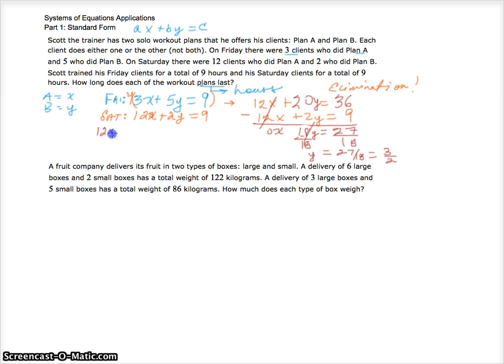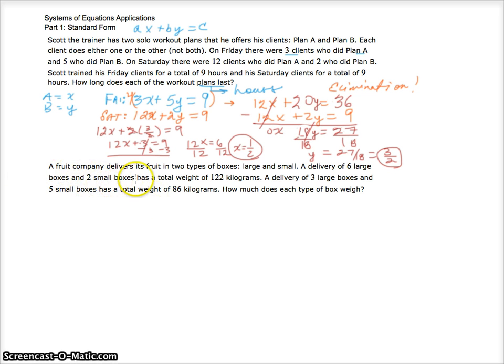So I have 12x plus 2 times 3 over 2 equals 9. When these multiply, they cancel, leaving you 12x plus 3 equals 9, so we subtract 3 from both sides. So 12x equals 6, divide by 12 on both sides, and you get x equals 1/2. So x is 1/2, y is 3/2. Let's look at the next one.